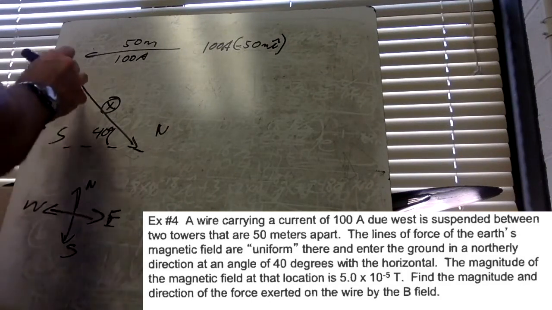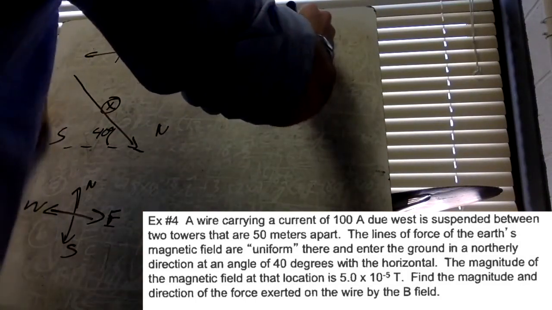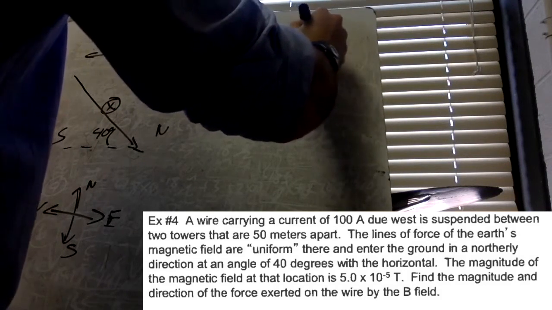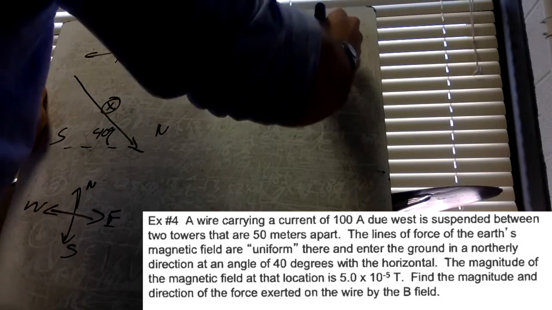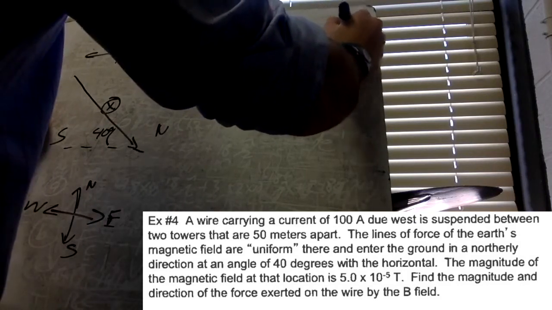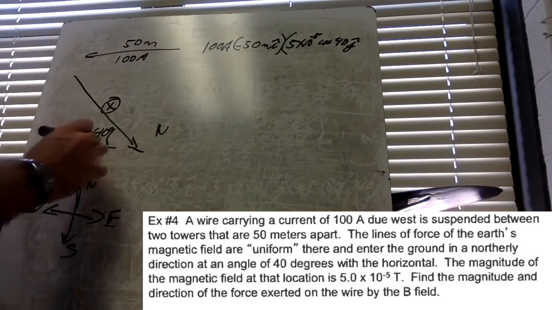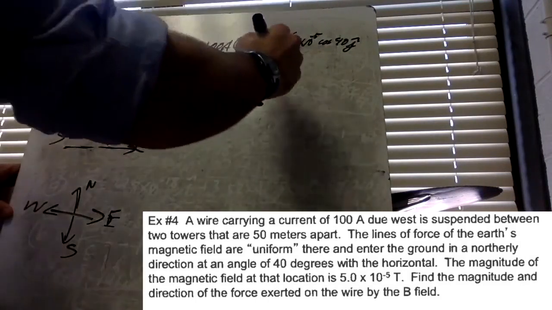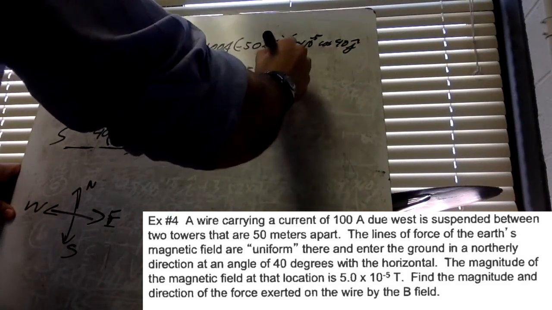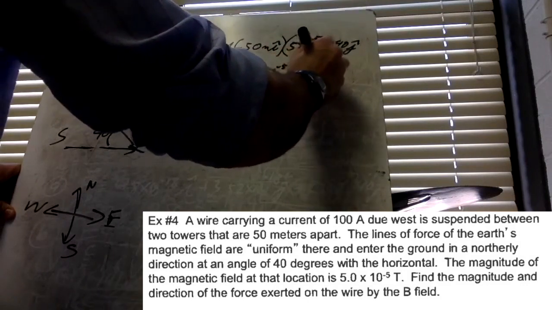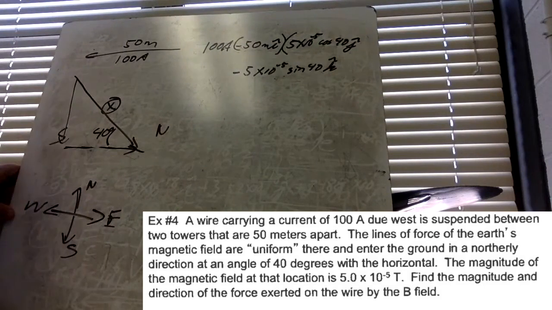Okay, so how is this pointing now? B is going to be 5 times 10 to the negative fifth times cosine of 40 j, right? Because that's this component of this thing. That's the j. Minus 5 times 10 to the negative fifth sine of 40 k. That's going to be this, kind of going down.